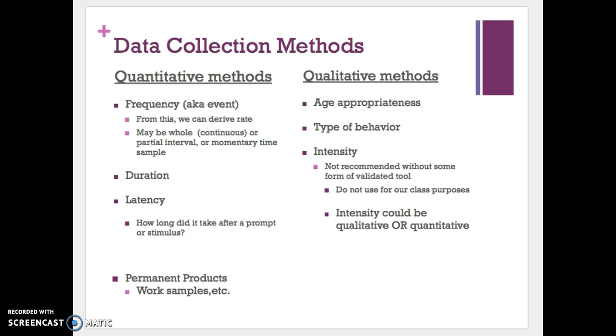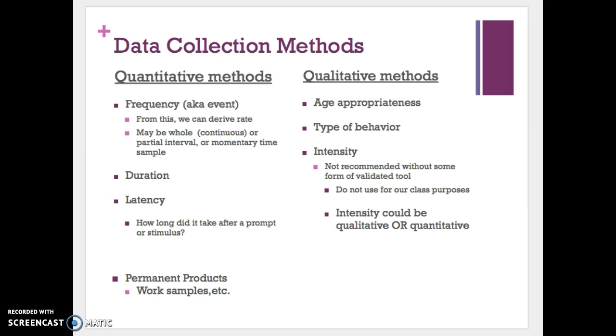There are many, many more quantitative data collection methods, but for the purpose of this class, we're going to be focusing on these few. So we have frequency, also known as event recording. From this, we can also derive rate. Frequency can be taken in whole or continuous recording or partial interval, which we'll get to in a little bit, or momentary time sampling. We could also use duration. So that's for how long does a behavior occur. There's also latency, which means how long did it take after a prompt or a stimulus. And then there's also permanent products, such as work samples that we're not going to use so much.